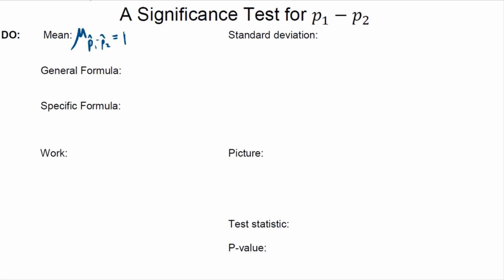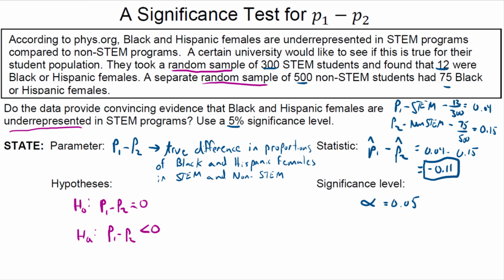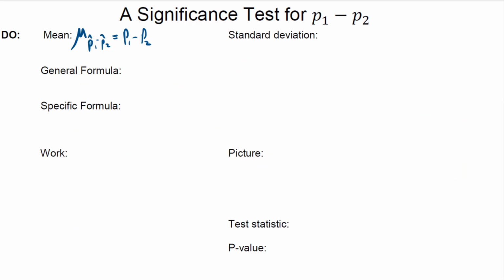This is going to be P1 minus P2. Well, what did we say our null hypothesis was? We said P1 minus P2 equals 0. So if it equals 0, that's what our P1 minus P2 is, because we're saying there shouldn't be a difference between them. Therefore, the mean for the difference of proportions is 0.